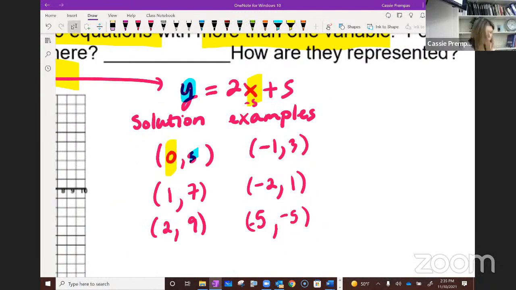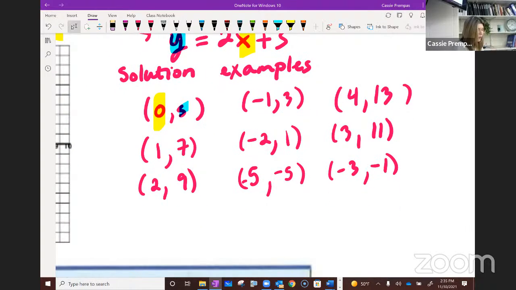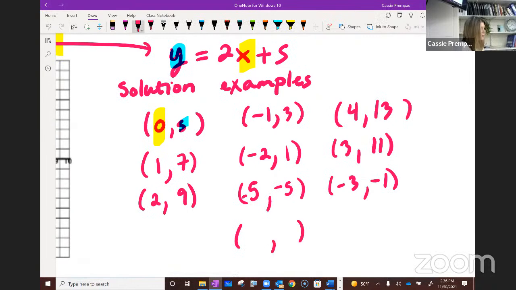All right, everyone. My partner walked me through the solution (-5, -5). Did anybody think of a different solution? Caroline? (4, 13), that works. Freddie, do you have another one? (3, 11). Perfect. Michaela, do you have another one? (-3, -1), perfect. Okay, for those people providing solutions, what are they doing to find the solutions?